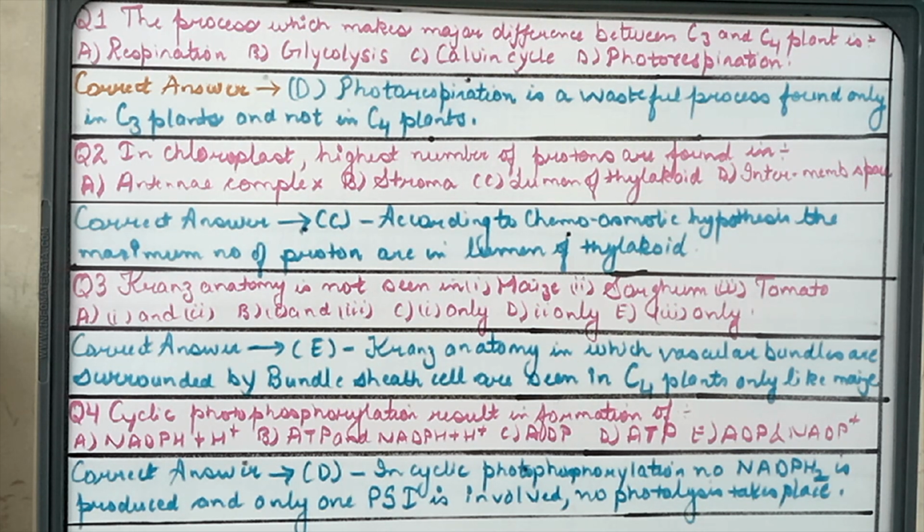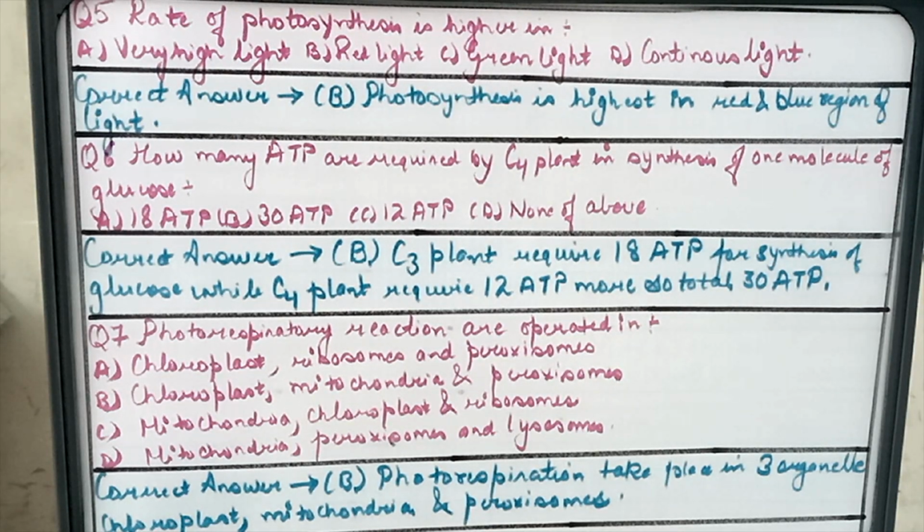The other difference between cyclic and non-cyclic photophosphorylation is that in non-cyclic photophosphorylation, both photosystems are involved, photosystem 1 and photosystem 2, whereas in cyclic photophosphorylation, only one photosystem is involved, that is photosystem 1. Now let us look at question 5.